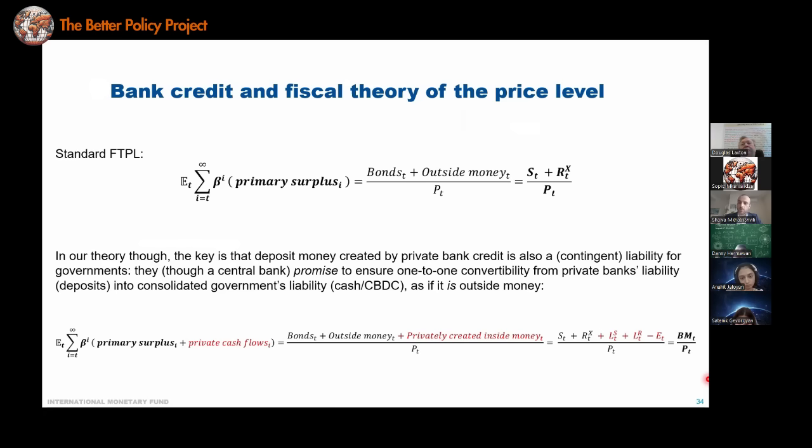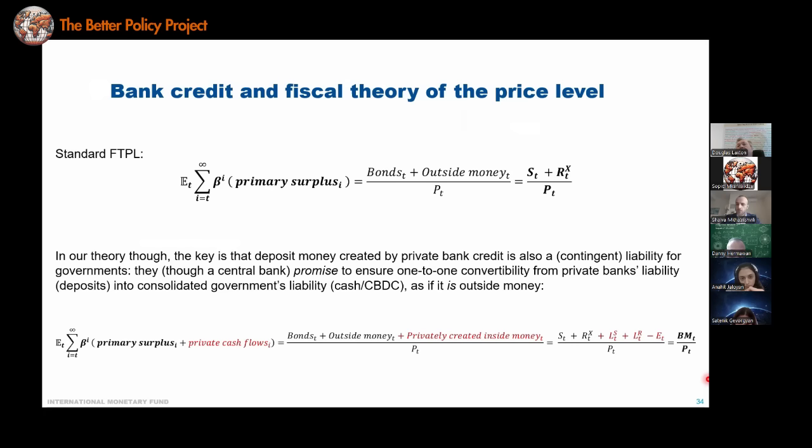Whenever they want to convert, then central bank liquidity provision or supervision, prudential regulation, or even some bailouts from the fiscal side, they are meant to make sure that depositors do not lose their money, which is equivalent to saying that depositors can always convert their deposits into cash one-to-one, as if they are outside money. So it means that this kind of privately created inside money, in some sense, is part of the government's extended liabilities because they're contingent liabilities.